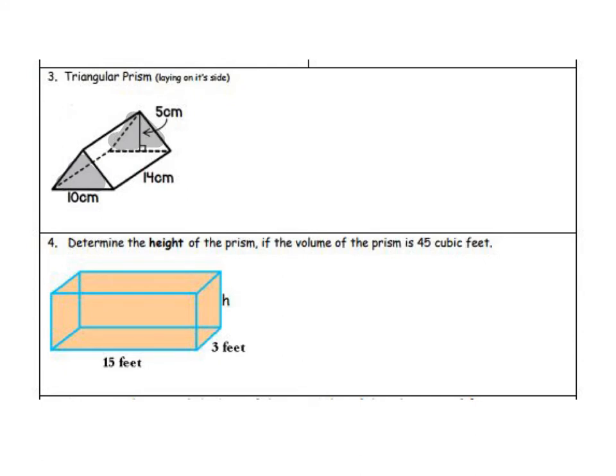Now, what we need to do is find the area of the base first. So we have capital B, and what's the formula for area of the base? A equals half of the base times height, because it is a triangle. Okay? So once you know that, then you go ahead and find the base.